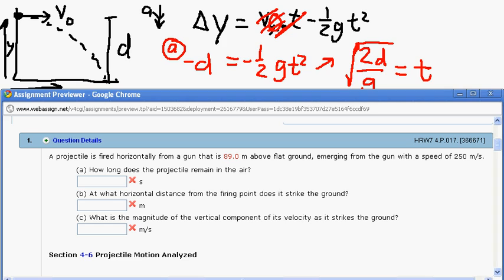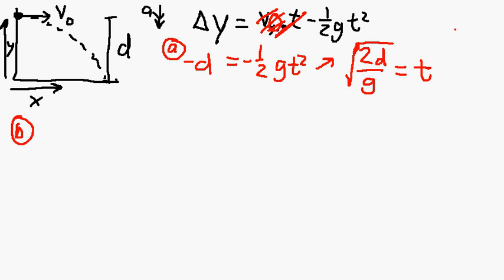Part B was horizontal distance from the firing point before it strikes the ground. Well, we know how long it takes to strike the ground. Now this is pretty easy, right? So delta x, which is how far it goes before it strikes the ground, is velocity in x initially times the time. And since there's no acceleration in the x direction, this is purely a projectile motion problem, no x acceleration, x is our horizontal, this is all there is to it.